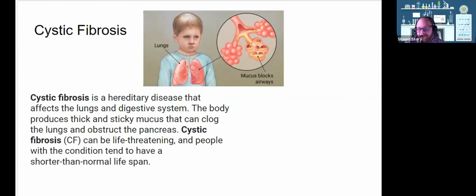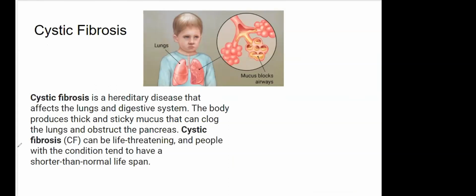Cystic fibrosis is a hereditary disease that affects the lungs and digestive system. The body produces thick and sticky mucus that can clog the lungs and obstruct the pancreas. Cystic fibrosis can be life-threatening, and people with the condition tend to have a shorter than normal lifespan.